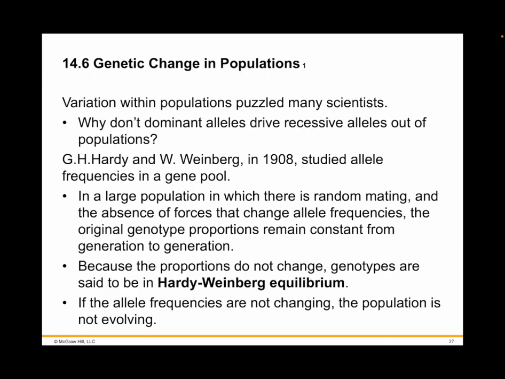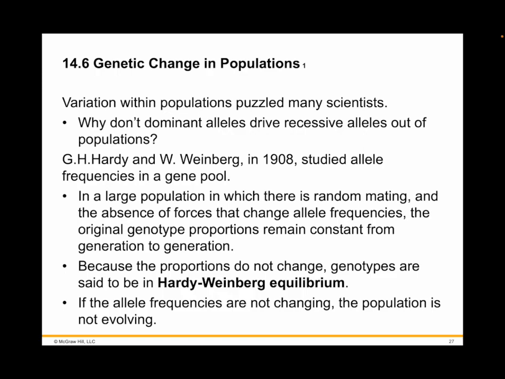Darwin was puzzled why dominant alleles do not drive recessive alleles out of populations. The solution to this puzzle was explained in 1908 by G.H. Hardy and W. Weinberg, who studied allele frequencies, which are the proportions of alleles of a particular type in a population. Hardy and Weinberg pointed out that in a large population, in the absence of forces that change allele frequencies, the original genotype proportions remain constant from generation to generation. Dominant alleles do not, in fact, replace recessive ones. Because their proportions do not change, the genotypes are said to be in Hardy-Weinberg equilibrium.